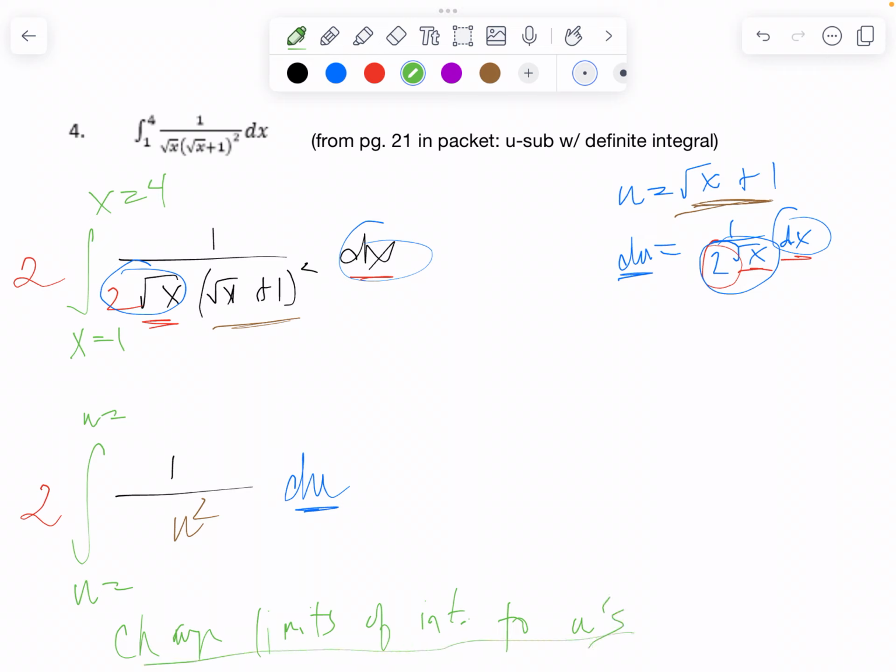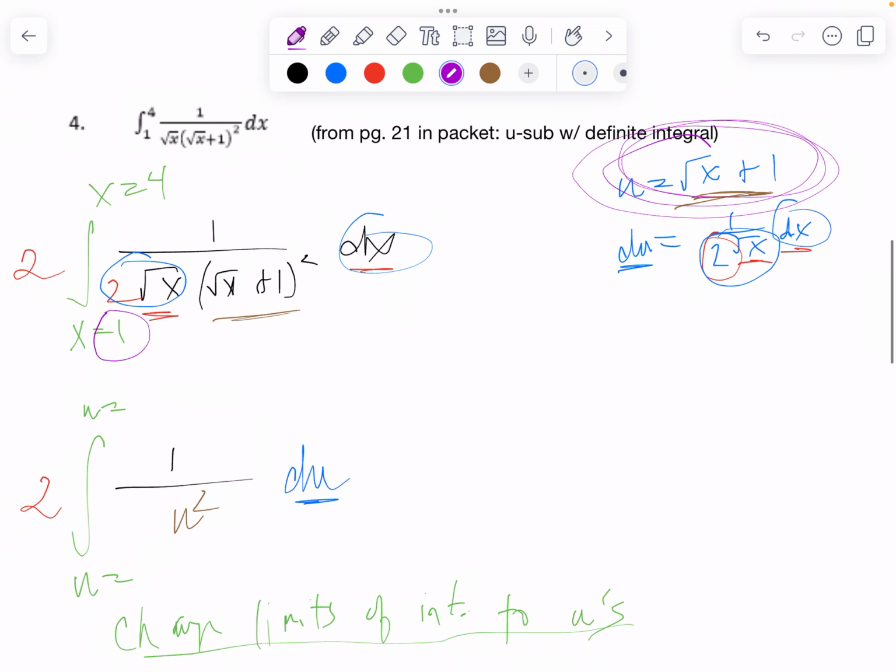Okay, so how do we change that limit of integration? Great question. We have to use this equation again. That equation is key to getting everything in our integral in terms of u. So let's do it. I'm going to take this x value and plug in 1 for it. So I'm going to do u of 1. U of 1 is going to be root of 1 plus 1, and root of 1 is 1, plus 1. 1 plus 1 is? B said 2, so it's 2.